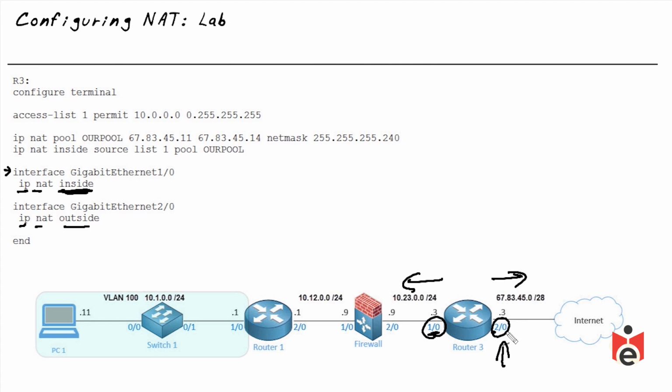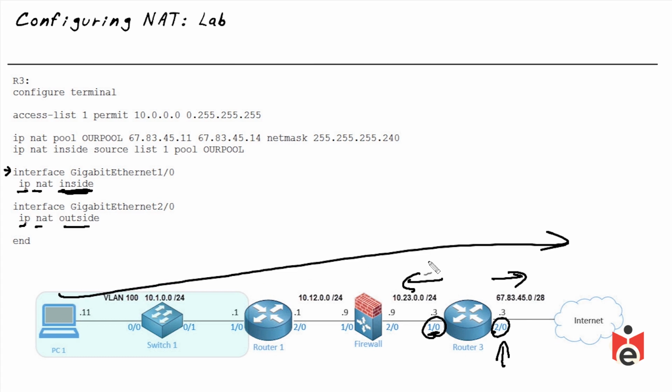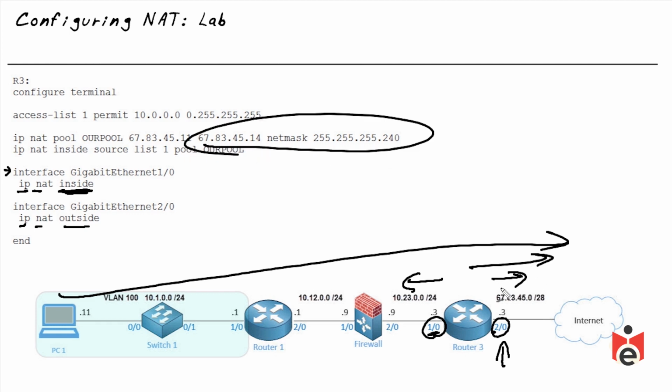That's gig 2/0. And then when we're done, any packets that are going through the router from the inside to the outside, if the source IP address has a 10 in that first octet, it's going to be translated into the pool that we just defined before that packet is forwarded out to the internet.